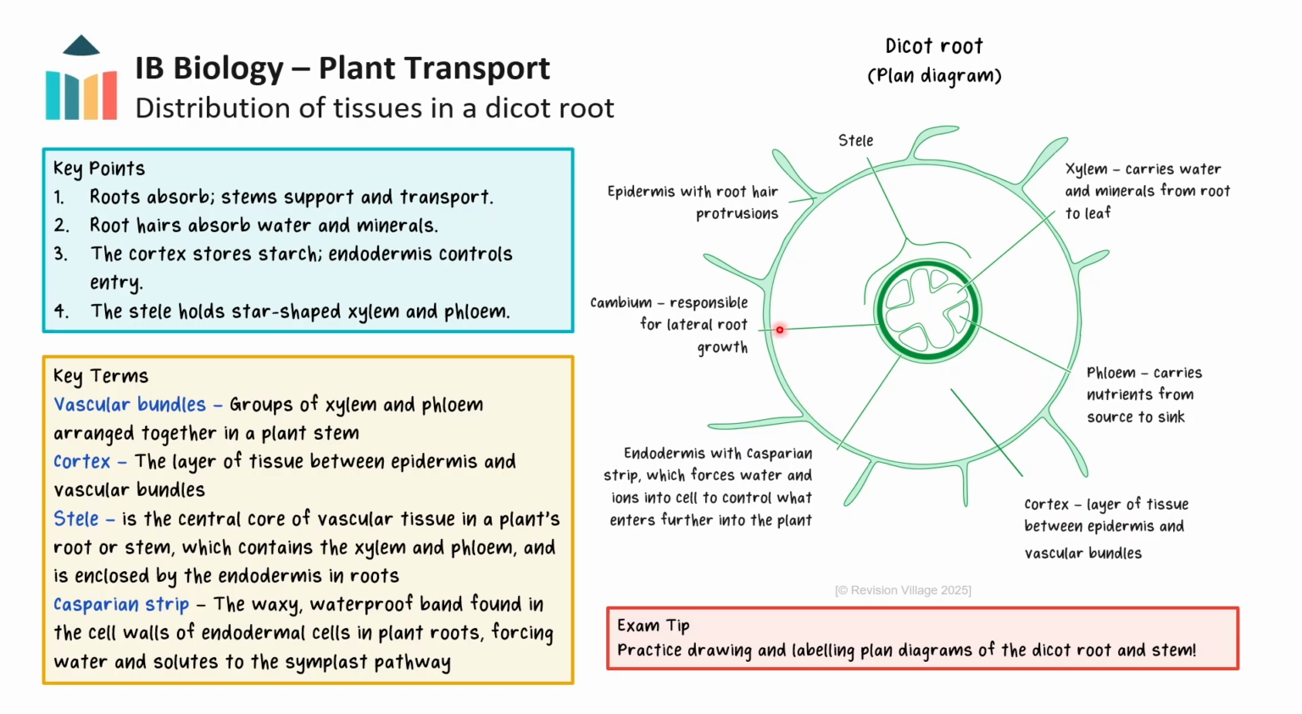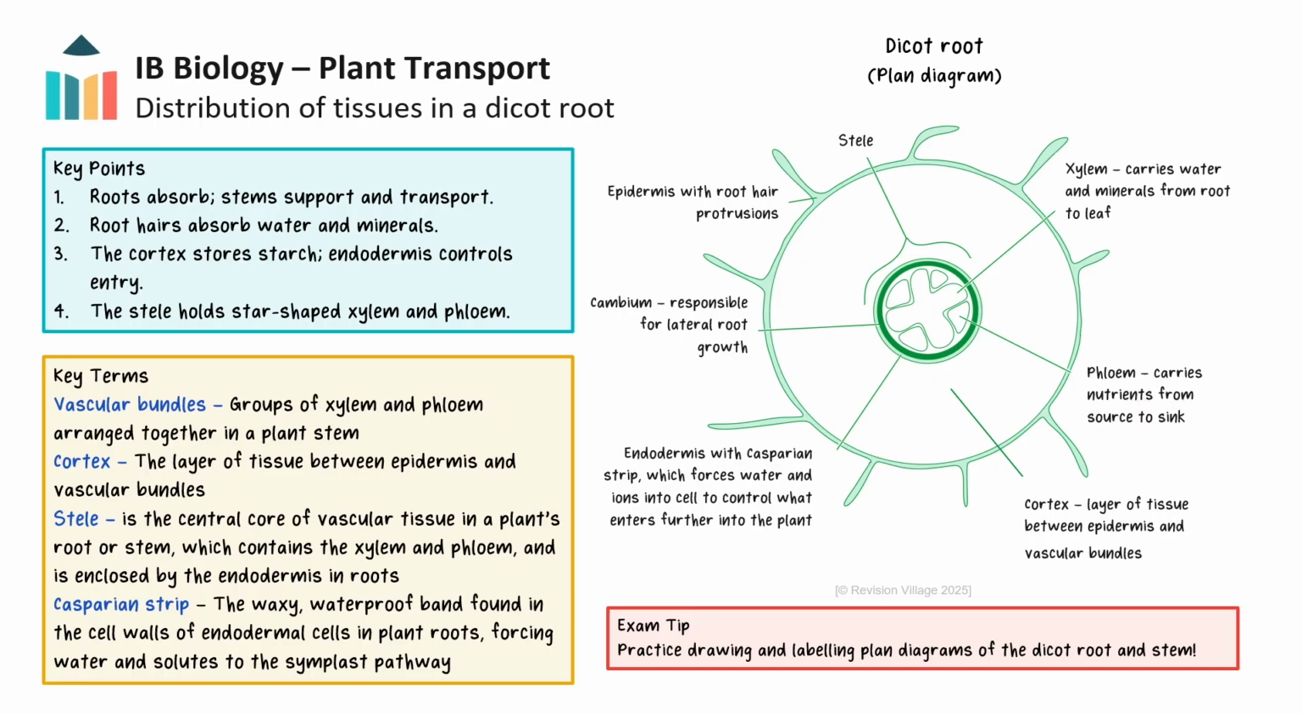The inner boundary of the cortex is marked by the endodermis, a single layer of tightly packed cells that contains the Casparian strip, a waterproof barrier that forces water and solutes to pass through the cells, allowing the plant to control what enters the vascular system. At the center of the root is the stele or vascular cylinder, which houses the transport tissue. In a dicot root, the xylem is typically arranged in a star or cross-shaped pattern at the very center. Between the arms of this xylem star lie patches of phloem, responsible for transporting sugars and organic compounds.